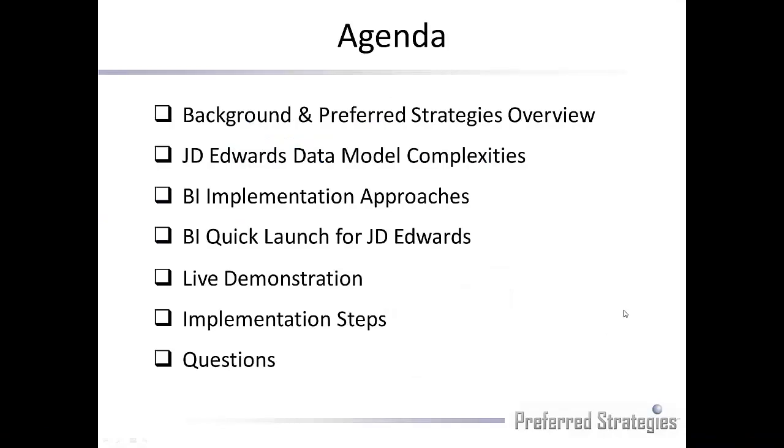The agenda for today: a little bit of background about myself and Preferred Strategies, a recap of the J.D. Edwards data model complexities, why many J.D. Edwards customers look at alternatives to get information out of the system, a couple different approaches to implementing business intelligence and reporting with JDE, and a summary of the BI Quick Launch, which is our jumpstart package as it relates to PowerPivot. We'll get into the live demonstration and then come back and recap what the steps are to get started and implement, and then we'll address the questions at the end.